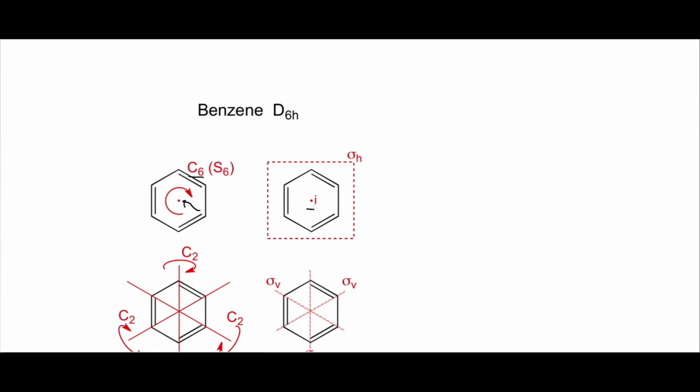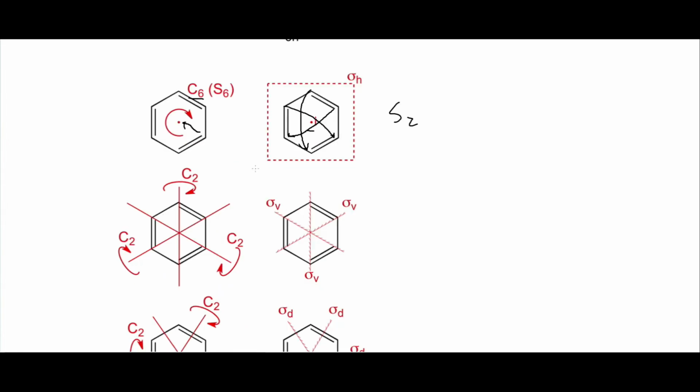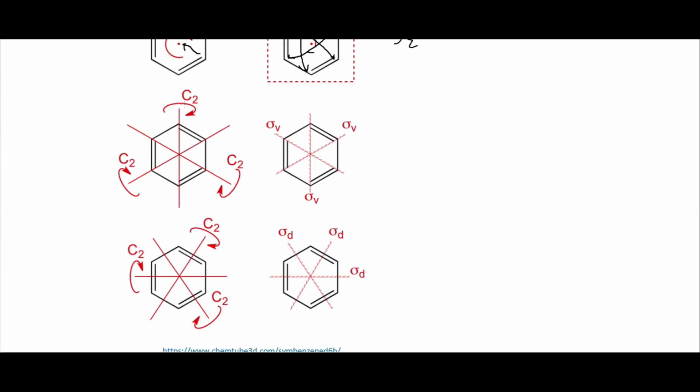So this is showing an inversion as well, because we could take each of these and change places with each of them all at once, and that would be an inversion, which is the same as an S2. So that's the same as an S2. Then we have these C2s on all these different axes here. We have our sigma V's going down this way, and then these sigma D's, which would go between each of these sigma V's.